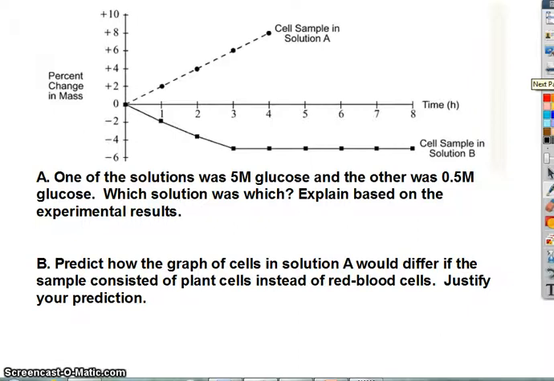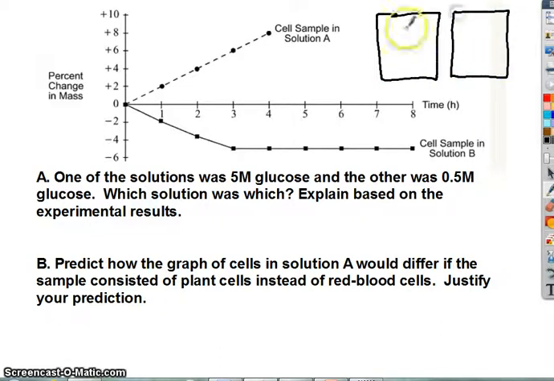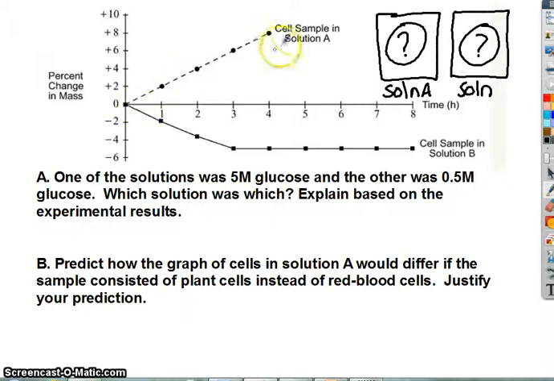You have a graph, and they tell you that, I don't have all the information here, but on the paper it told you that you had two solutions and you had red blood cells. And so let's say this is solution A, this is solution B, and in each one of these was a red blood cell sample. And so we see the percent change in mass. We see that in solution A, the red blood cell gained weight. So we know that what happened in solution A is that water went in. And then in solution B, we see that the cell lost weight.